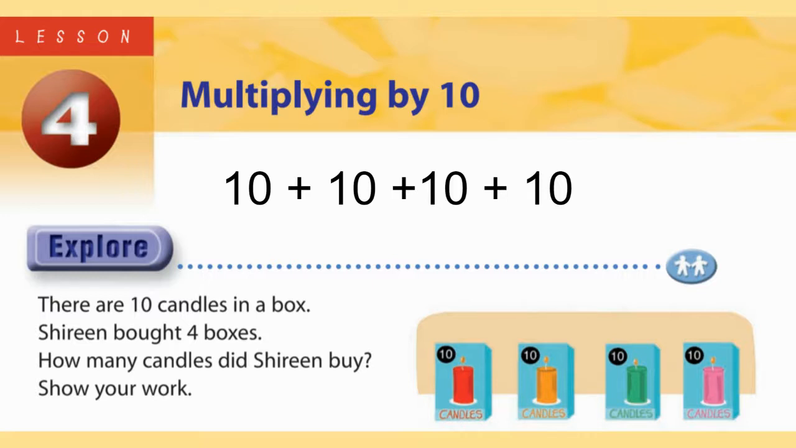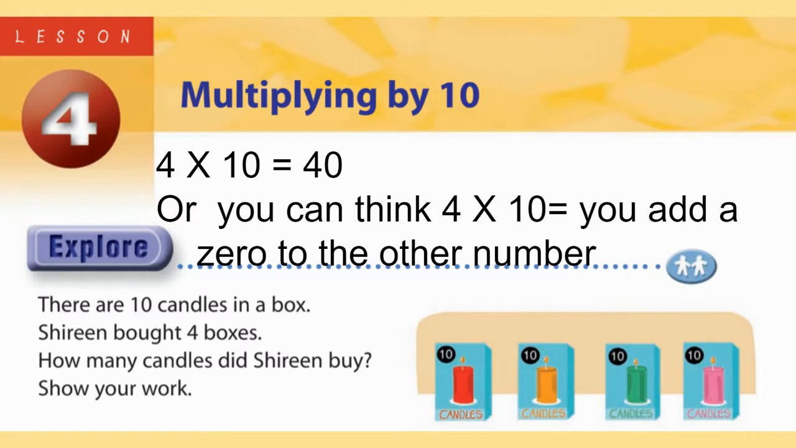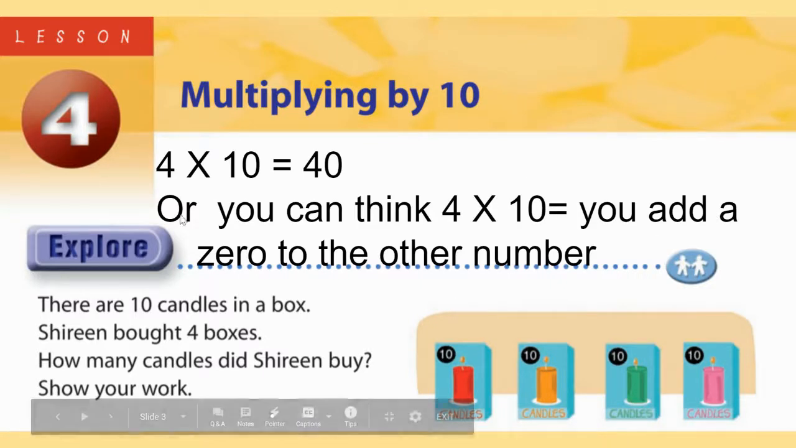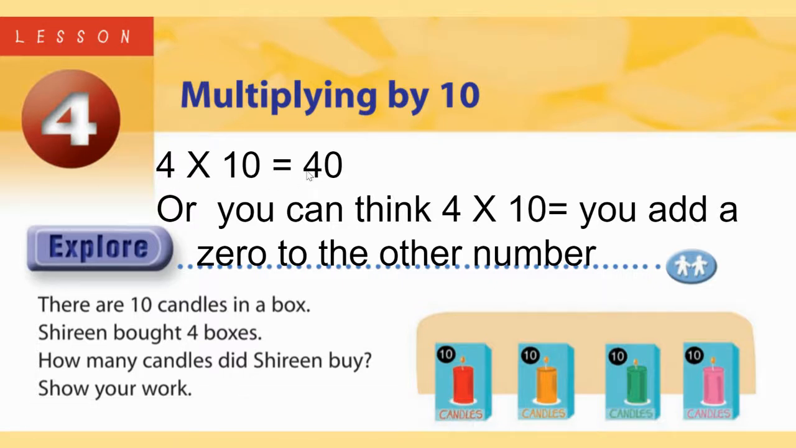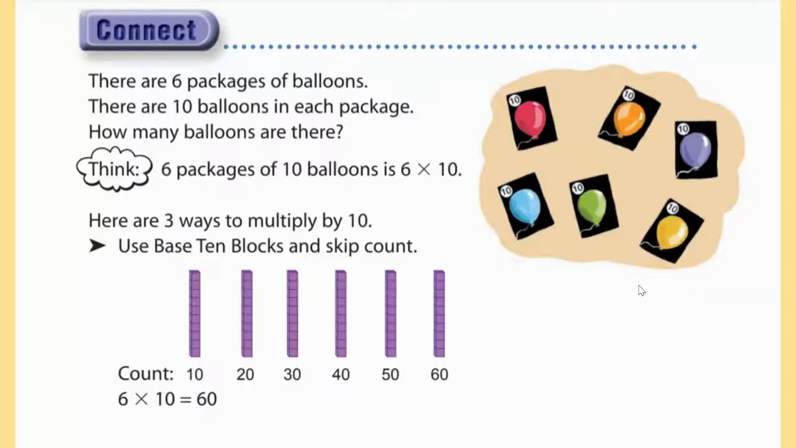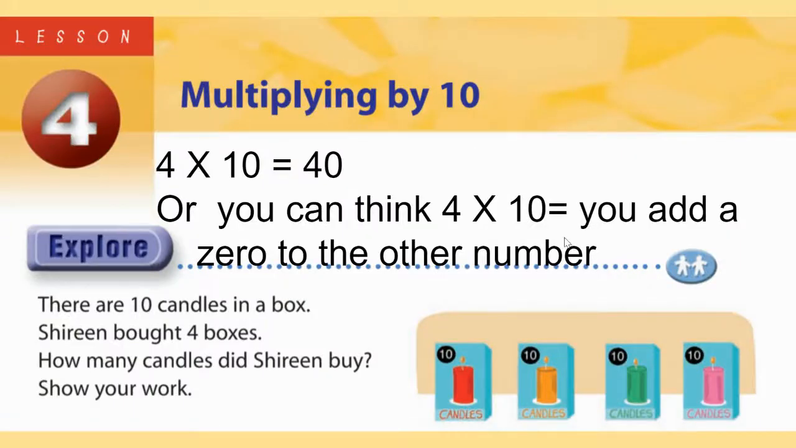So multiplication is actually a really good way when you want to buy groups of things and you want to find out how many you have in total. So you would write the multiplication sentence as 4 times 10. You can think of 4 groups of 10 equals 40. Or you can think of it as when you look at 4 times 10, you can add a 0 to the other number. So that's the strategy that I'm going to talk to you about.